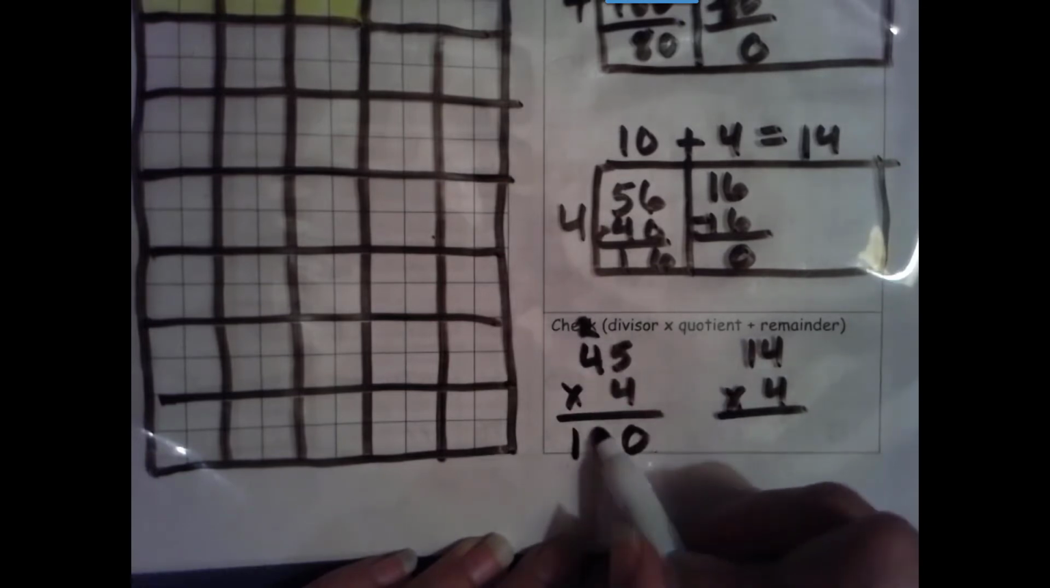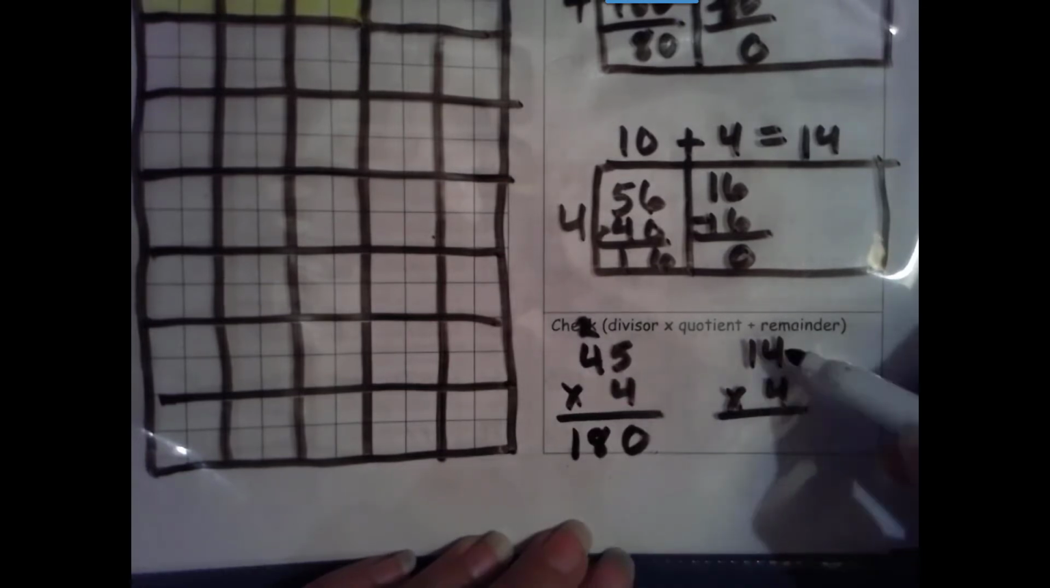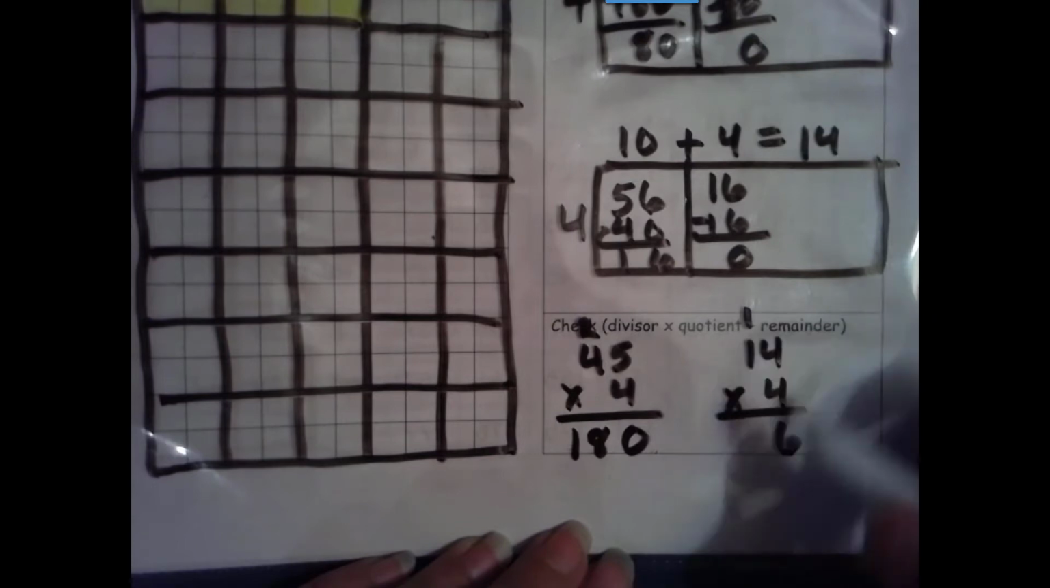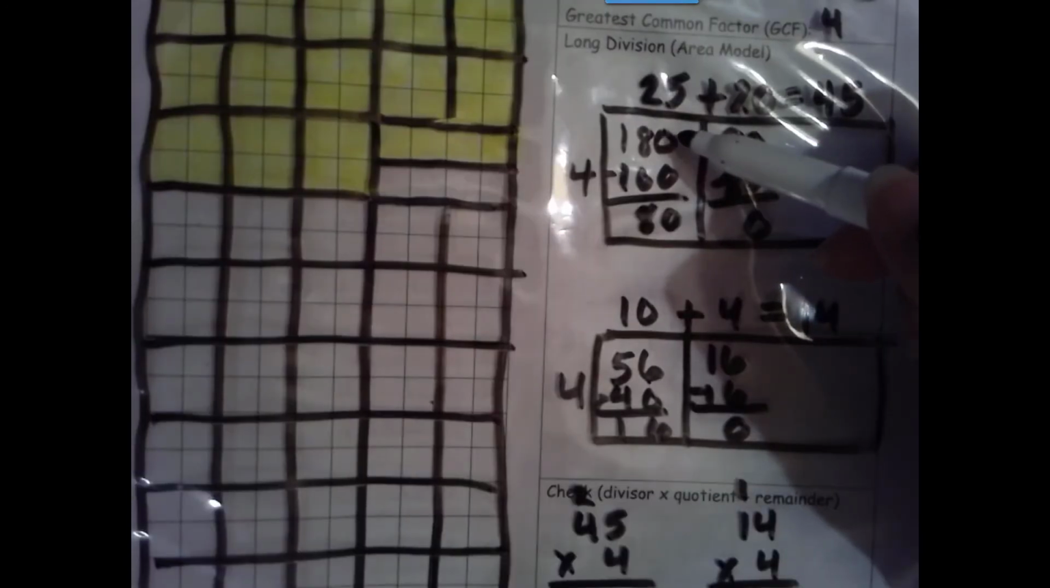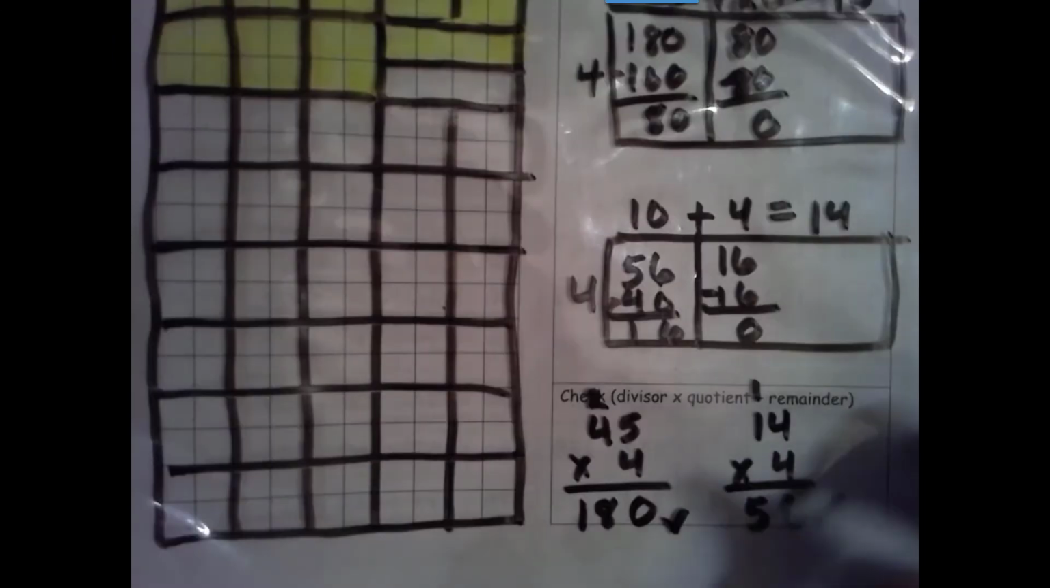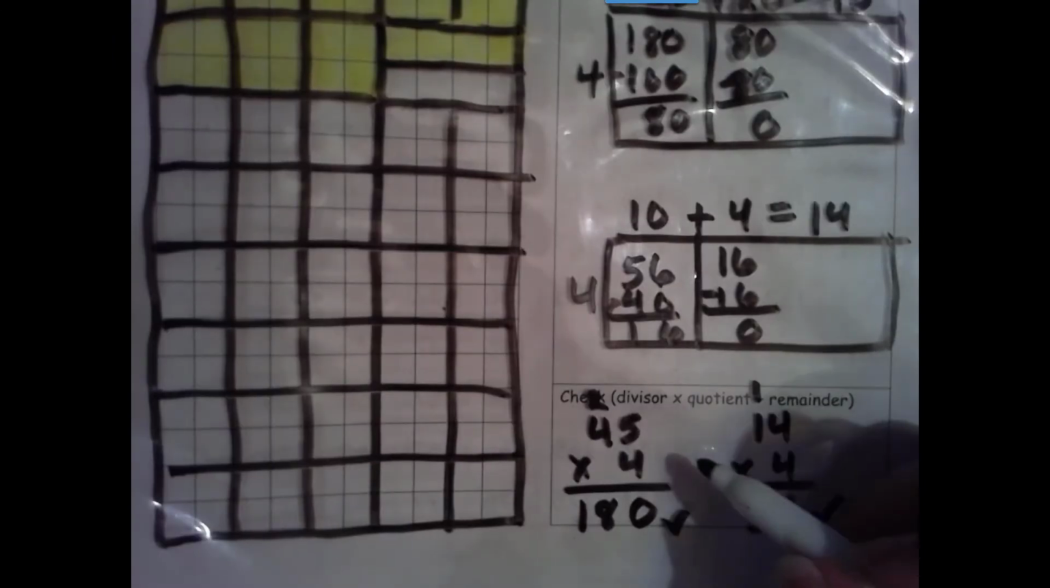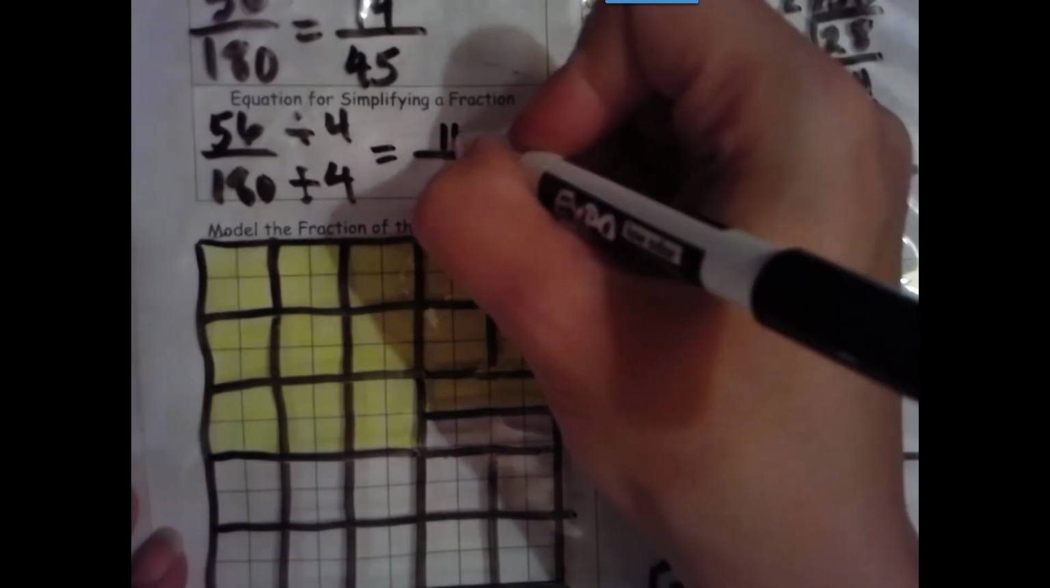4 groups of 5 is 20. 4 groups of 4 tens is 16 tens, plus 2 more tens is 18 tens. 4 groups of 4 is 16. 4 groups of 10 is 4 tens, plus 1 more 10 is 5 tens. So 56 matches my dividend, check. 180 matches my dividend up here, check. So my numerator is definitely 14, and my denominator is definitely 45.